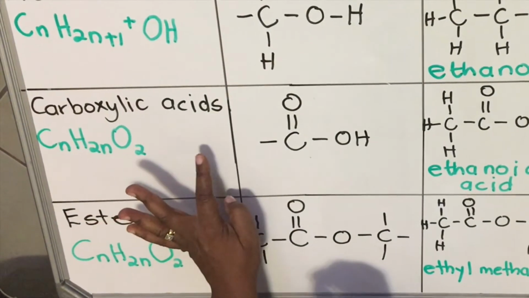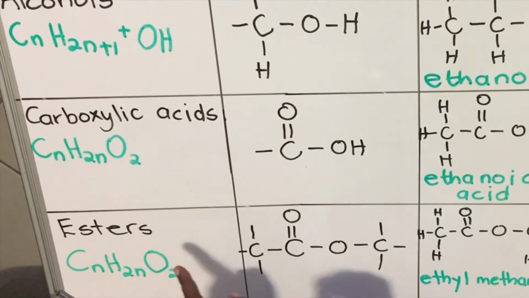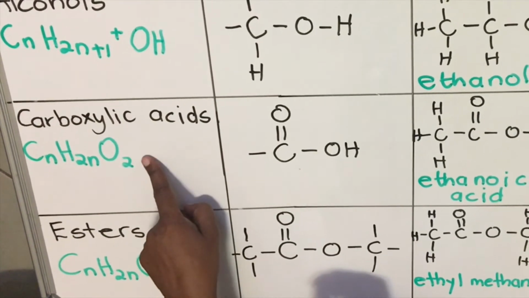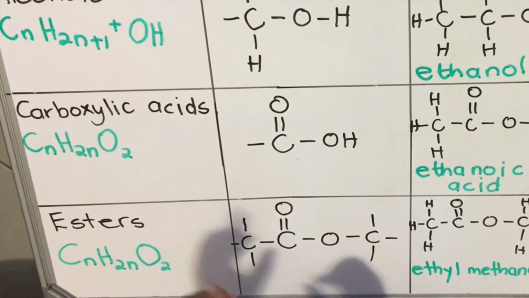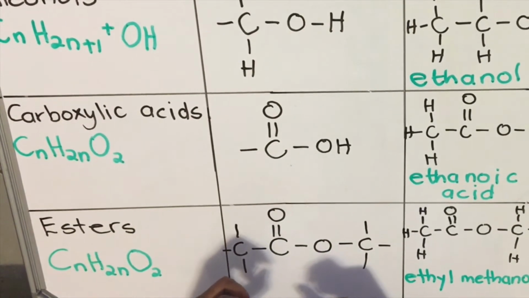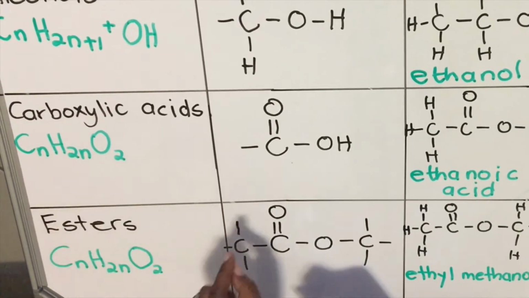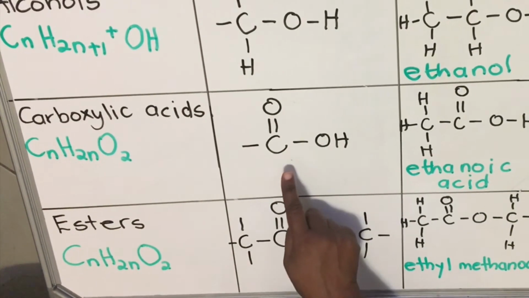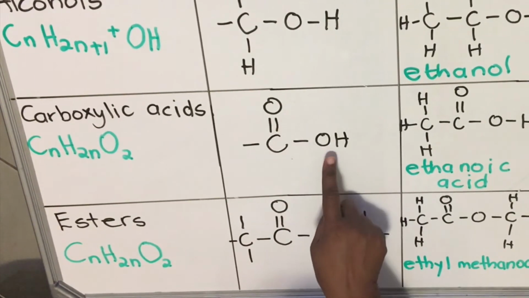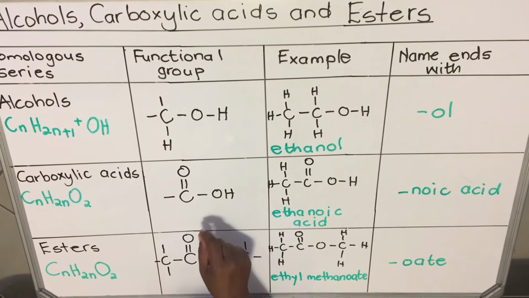The carboxylic acid. When you look at the carboxylic acid and the ester, when you look at the general formula of the carboxylic acid and the general formula of the ester, they are exactly the same. So what will differ will be the structural formula, right? So the carboxylic acid, the general formula is like that. And then the functional group of a carboxylic acid has a double bond with an oxygen and an OH. So that's how you tell this is a carboxylic acid.